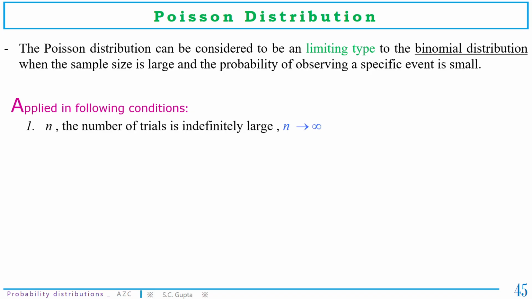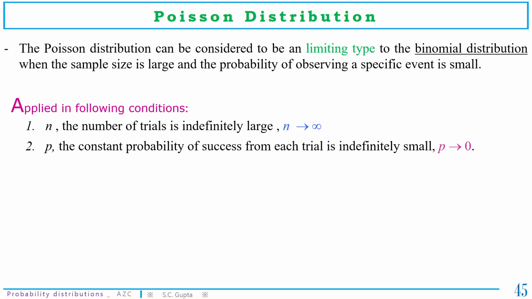N, the number of trials, is indefinitely large. P, the constant probability of success from each trial, is indefinitely small. NP is equal to m, and it is finite.